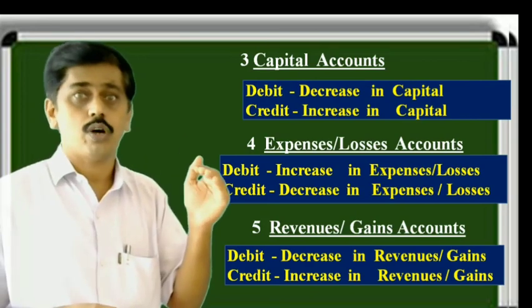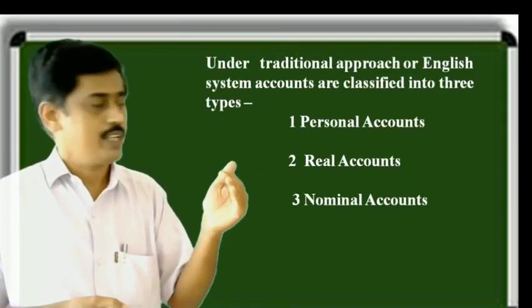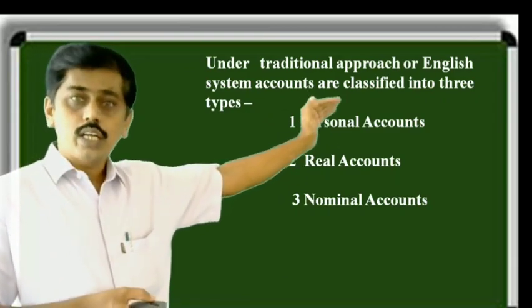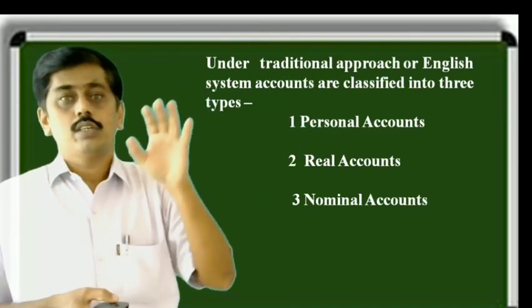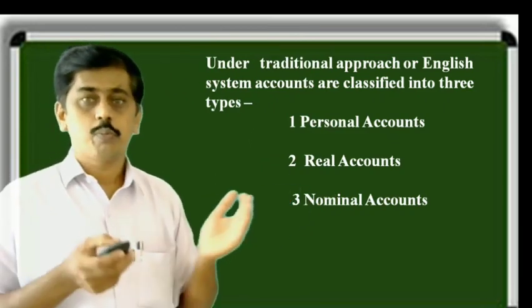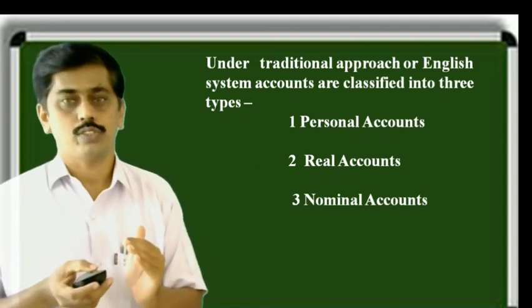Earlier, we used to follow the English system or the traditional system, and under the traditional system or English system of accounting, the accounts are classified into three types: personal accounts, real accounts and nominal accounts.